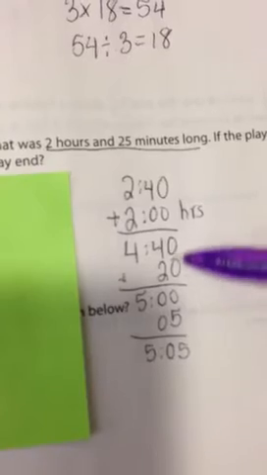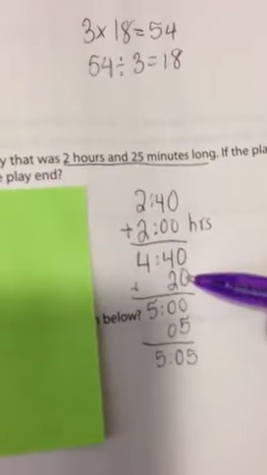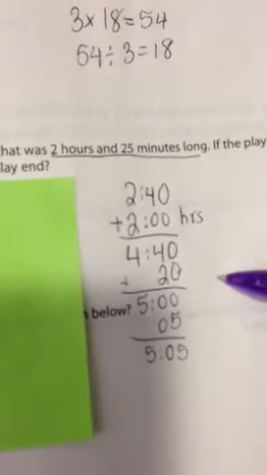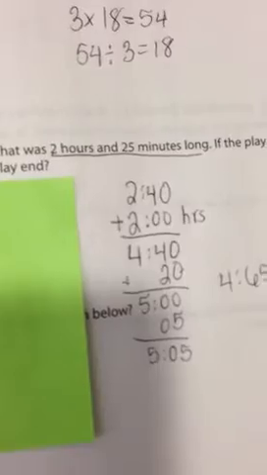So I have to know a lot about time. I have to know that every time I get 60 minutes, it's another hour. This is where kids get really tripped up. Because if I just put 25, some kids would write 4:65. And that's not a real time. So you would have to know what time that really is. And let's look here. And you get 5:05.